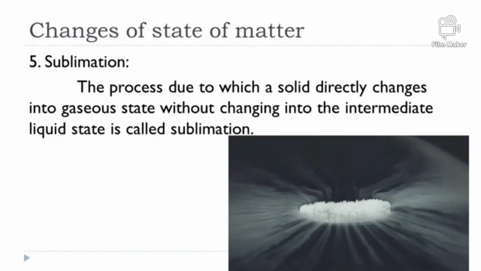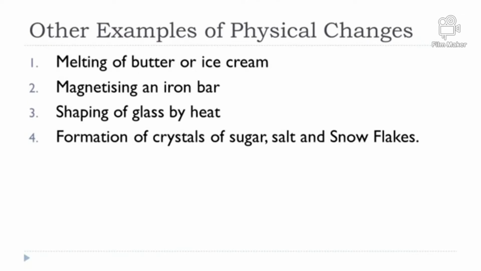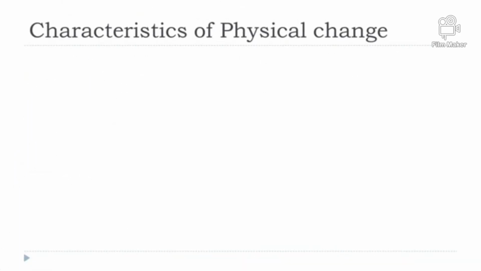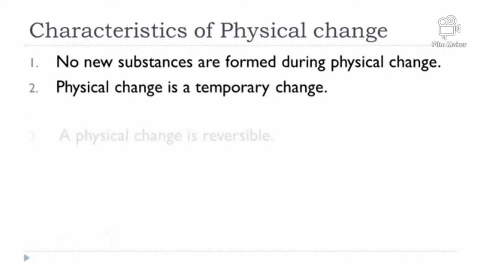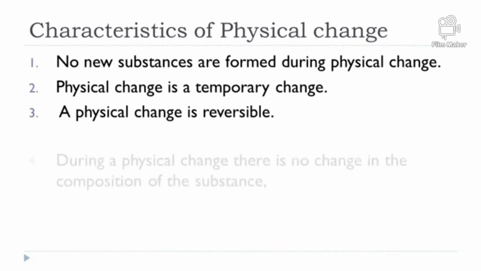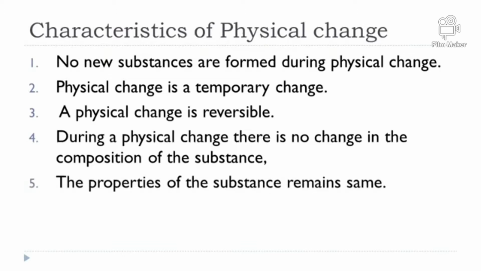Some more examples of physical changes are melting of butter or ice cream, magnetizing an iron bar, shaping of glass by heat, formation of crystals of sugar, salt, and snowflakes. Now there are some characteristics of physical changes: no new substances are formed during physical change. Physical change is a temporary change. A physical change is reversible. During a physical change, there is no change in the composition of the substance. And the last one, there may or may not be absorption or evolution of energy during a physical change.